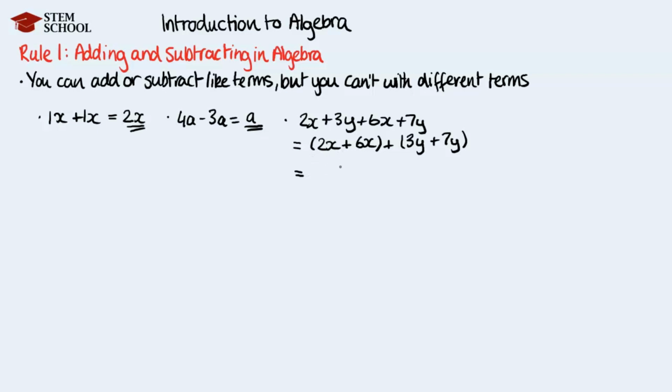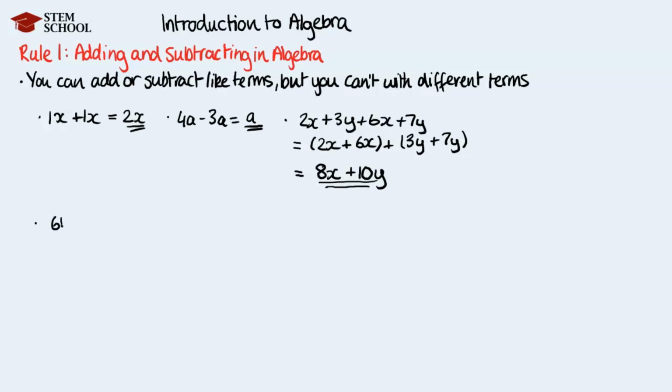So let's deal with the first bracket. It will be 2x plus 6x, and that will be 8x. And then deal with the y bracket. Let's do 3y plus 7y, and that will just be 10y. And that's the final answer, because we can't simplify this as we can't add or subtract different terms. Now let's go on to the next question.